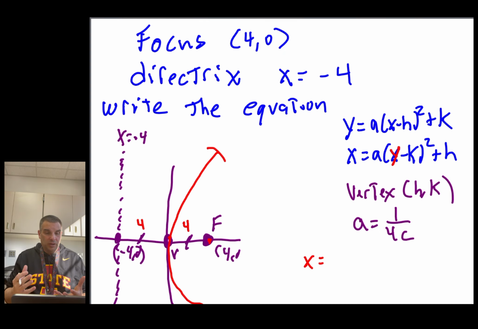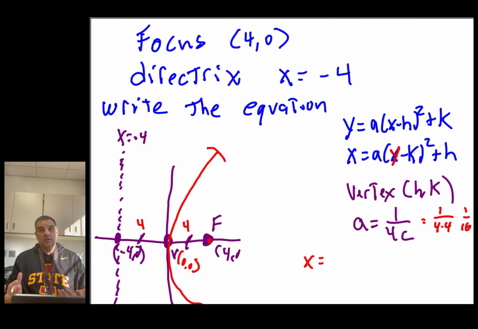Well, we know our vertex. Our vertex is at 0, 0. We didn't put that, but it's at 0, 0. Now we have to find that A value. Well, A is 1 over 4C. We said the C value was 4. So A is going to equal 1 over 4 times 4, which is 1 over 16.